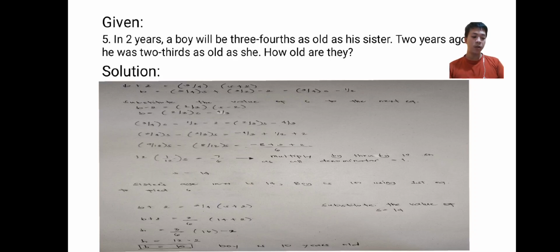To find the boy's age, use the first equation. So it will be b plus 2 is equal to 3/4 times s plus 2. b plus 2 is equal to 3/4 times 14 plus 2. So b is equal to 3/4 times 16 minus 2. So it will have b is equal to 12 minus 2. So the final answer is 10. The boy is 10 years old.